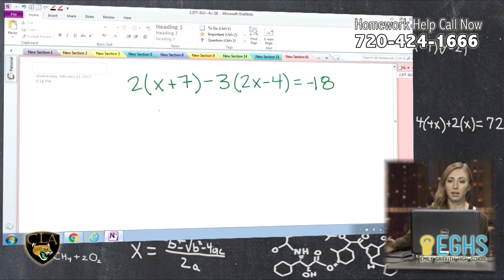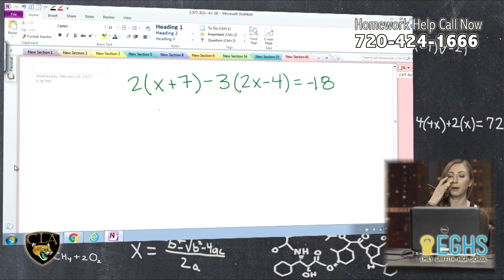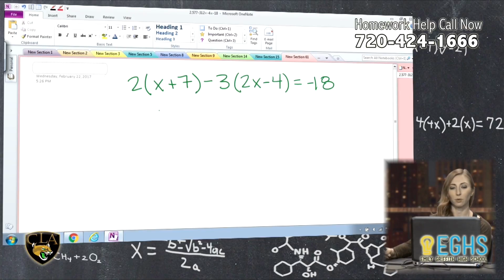So this is a basic linear equation. I've shown how to solve these with algebra tiles at some point. I could do that again today, but this one's a little bit more complicated, so I'm going to avoid that. I'm just going to talk about some key things to remember when you're solving equations.